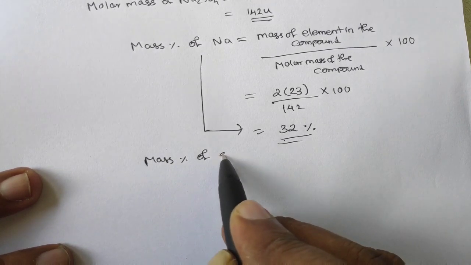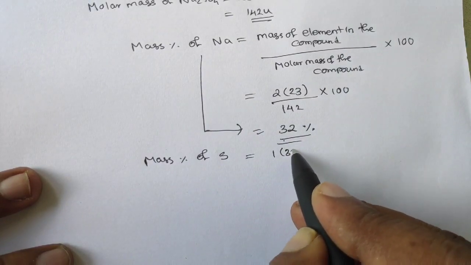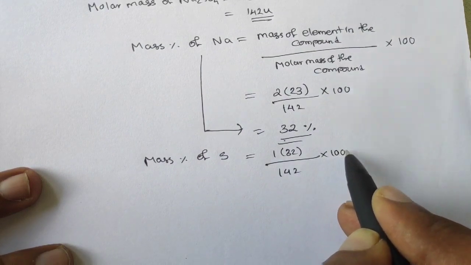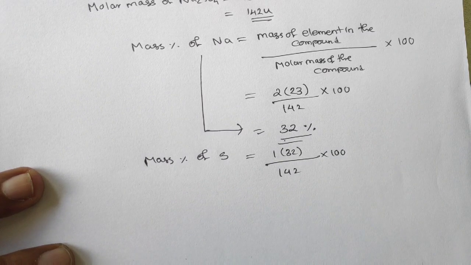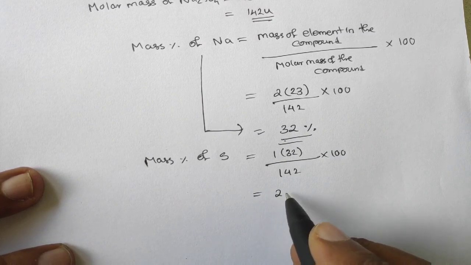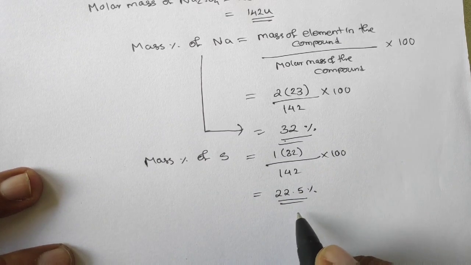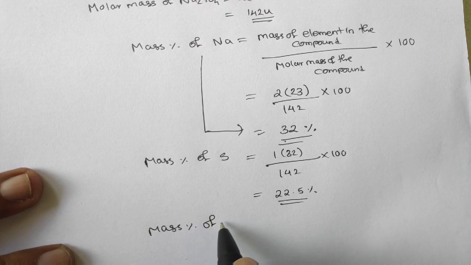Same way you can calculate the mass percent of sulfur, right? Which is equal to the mass of sulfur, that is 1 into 32 whole upon 142 into 100. Clear? So which will be equal to something near 22.5%.